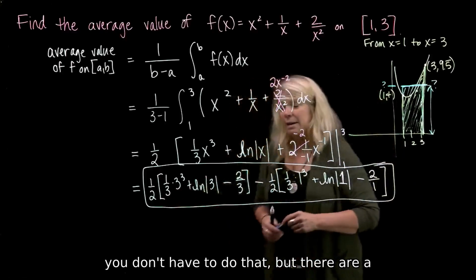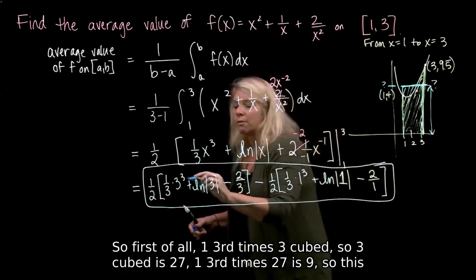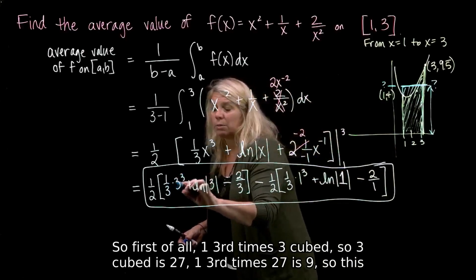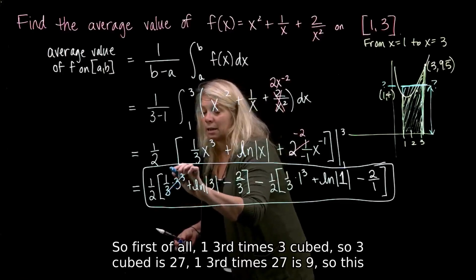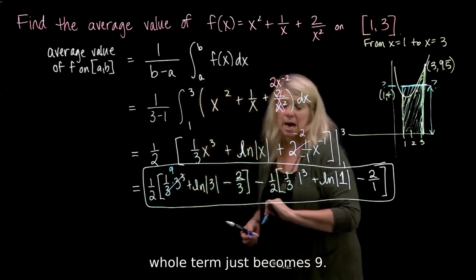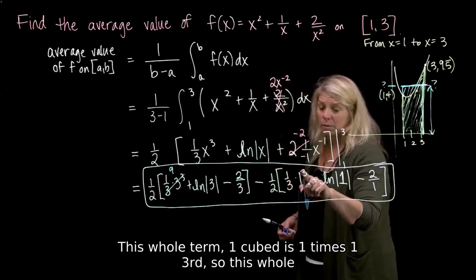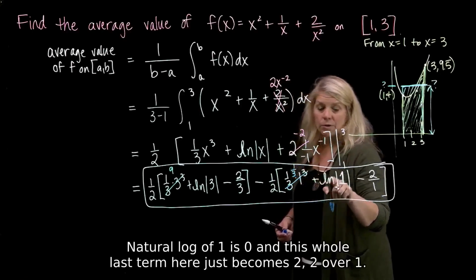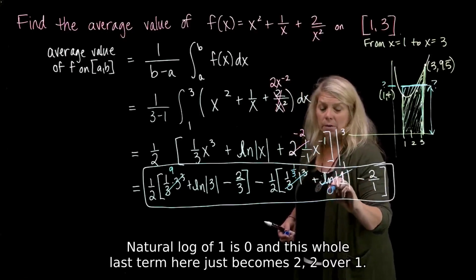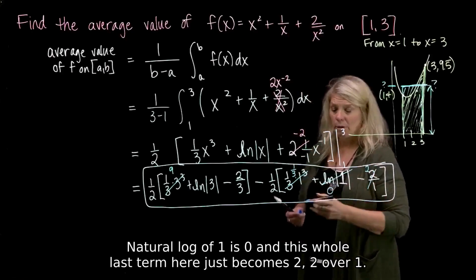You don't have to do that, but there are a few things that I could simplify here. So first of all, 1/3 times 3 cubed. So 3 cubed is 27. 1/3 times 27 is 9. So this whole term just becomes 9. This whole term, 1 cubed is 1 times 1/3. So this whole term just becomes 1/3. Natural log of 1 is 0. And this whole last term here just becomes 2 over 1.